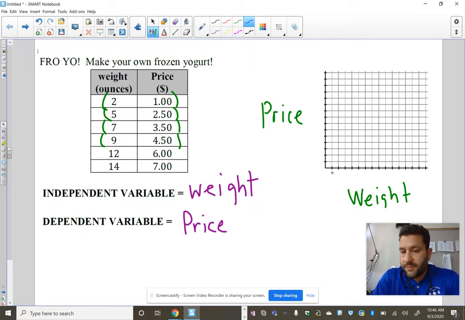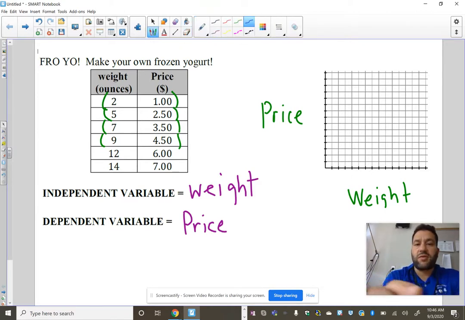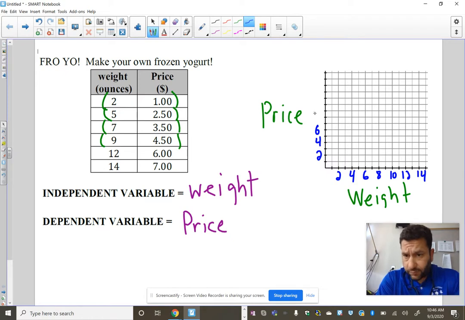Now, if you're like me, trying to write all these in here is going to be difficult, because I write big and it's just not going to work. So what you can do is you can write every other number just to save yourself some space. So I'm going to put one at 2, 4, and so on. And that way, I still have my scale correct, but I don't have to worry about mushing everything together. Same thing for price. If you look at the values, they range from $1 to $7, so it's appropriate to go by ones.